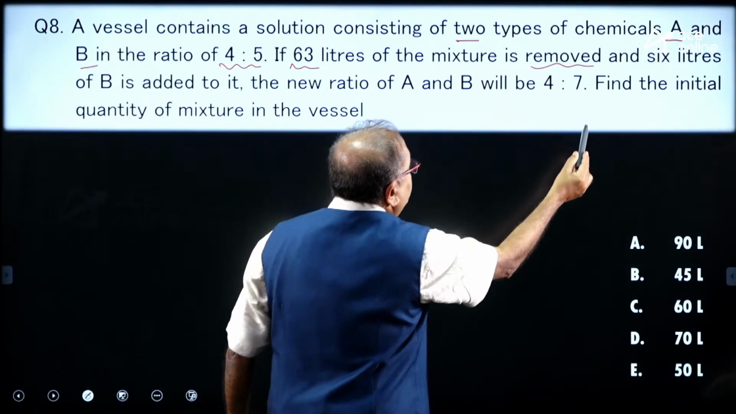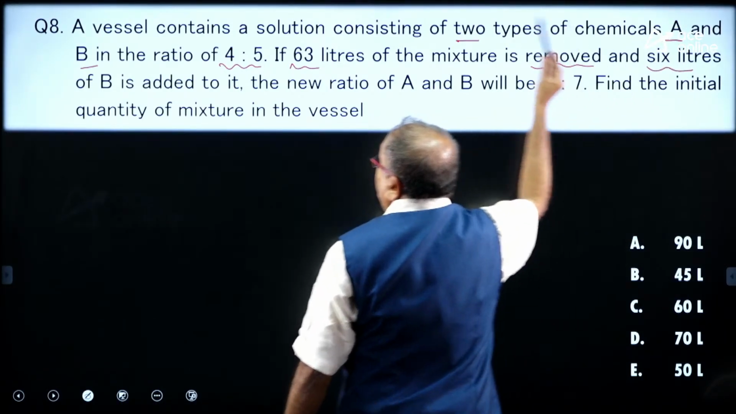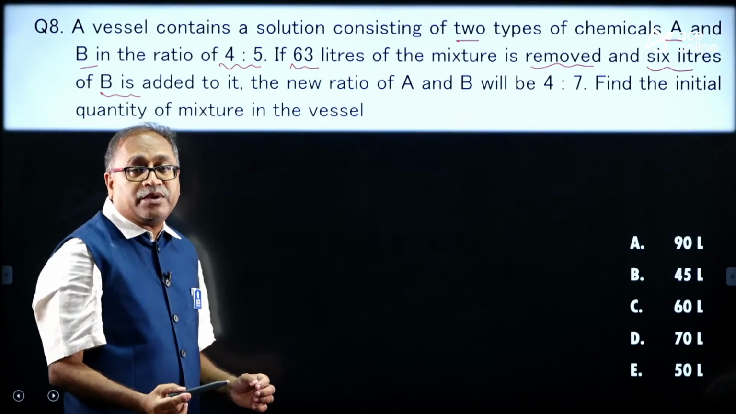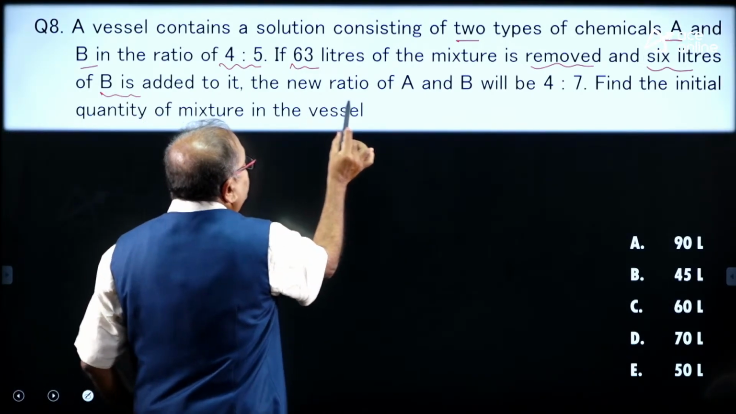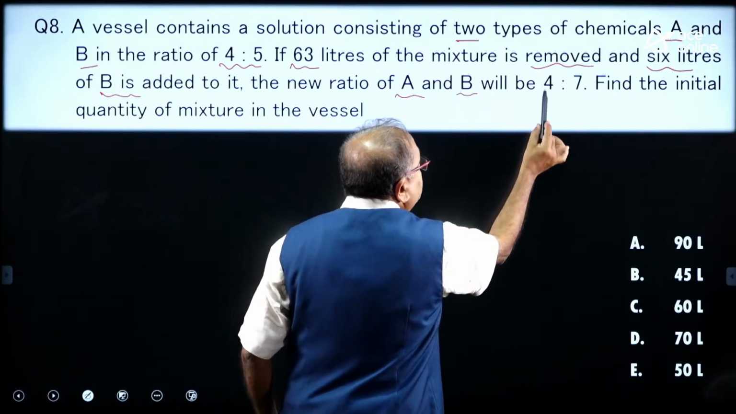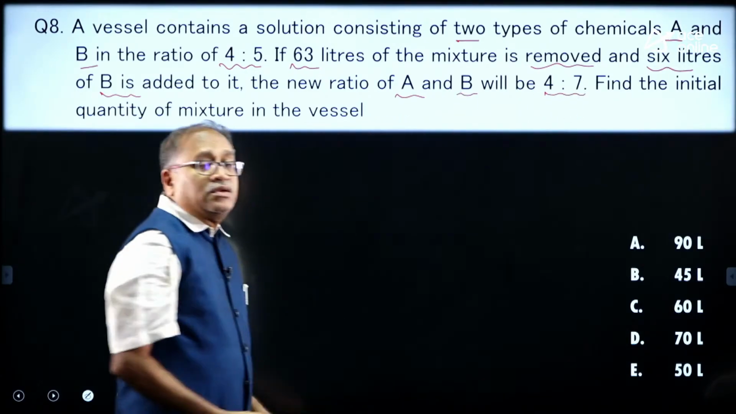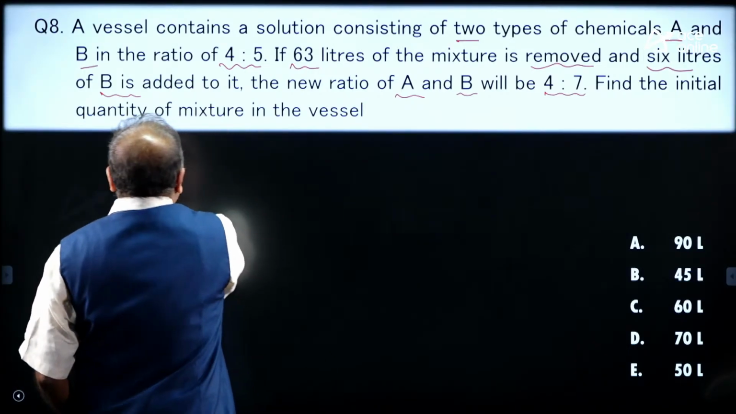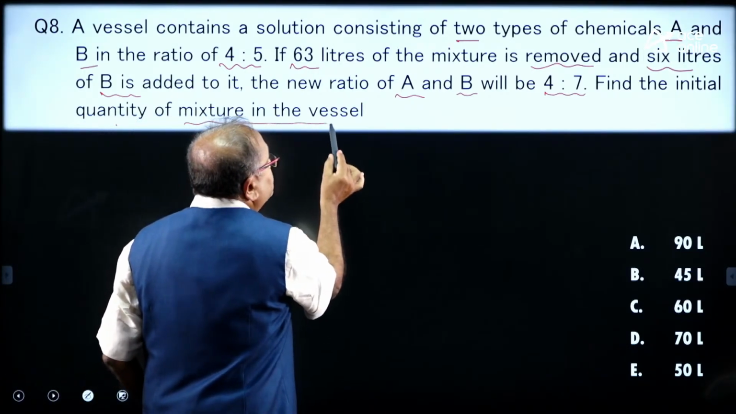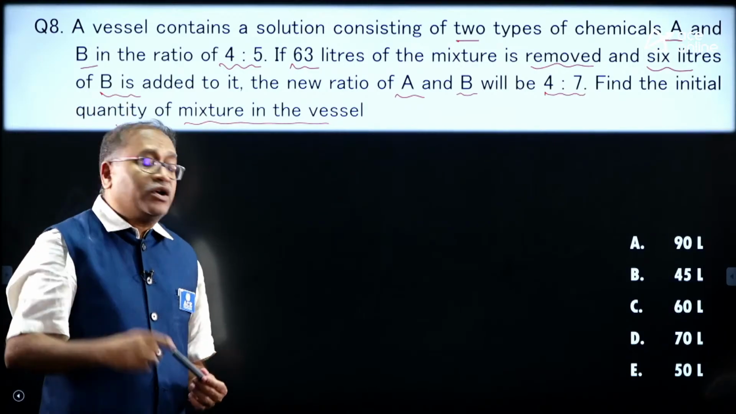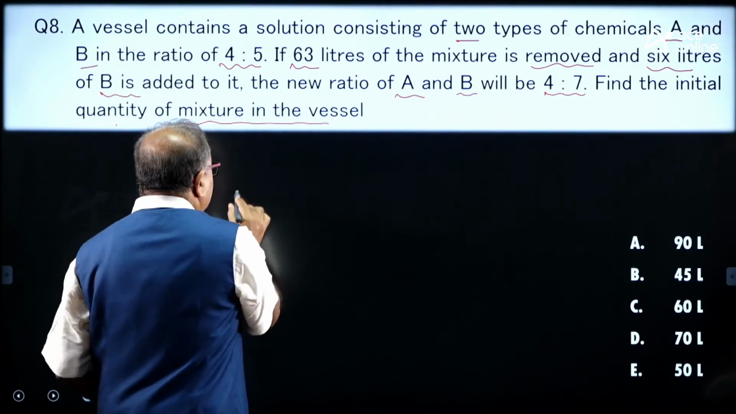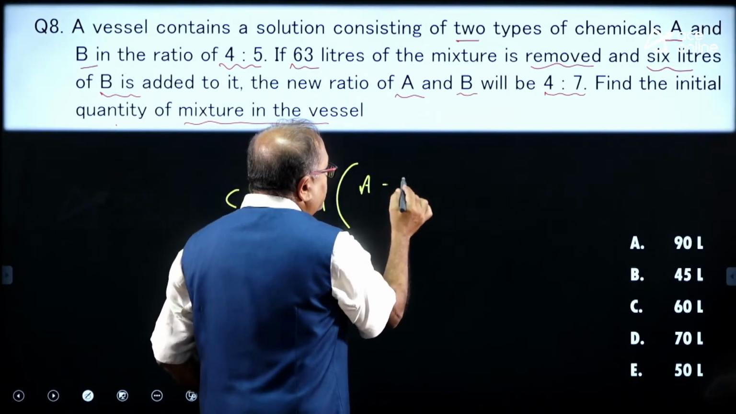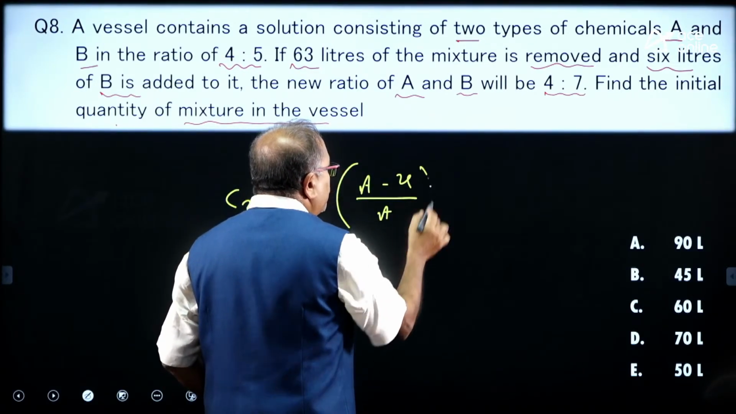And 6 liters of B is added. Beautiful question, my dear friend. Now, the new ratio of A to B is given to us as 4:7. Now, find the initial quantity of the mixture in the vessel. Can I apply that formula which I discussed, that C2 is equal to C1 into the whole power (A minus X) by A to the whole power N?